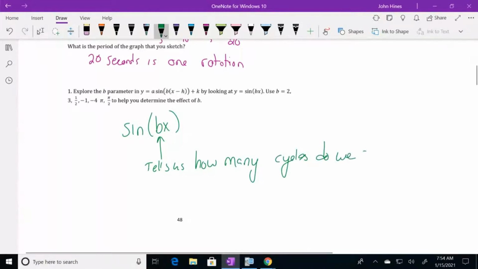do we see in 2 pi, and it's called the frequency. This number here is telling us the frequency. How many do I see in 2 pi? You don't see the period in the equation. You see the period in the graph. You see the frequency in the equation. So let's work with this.